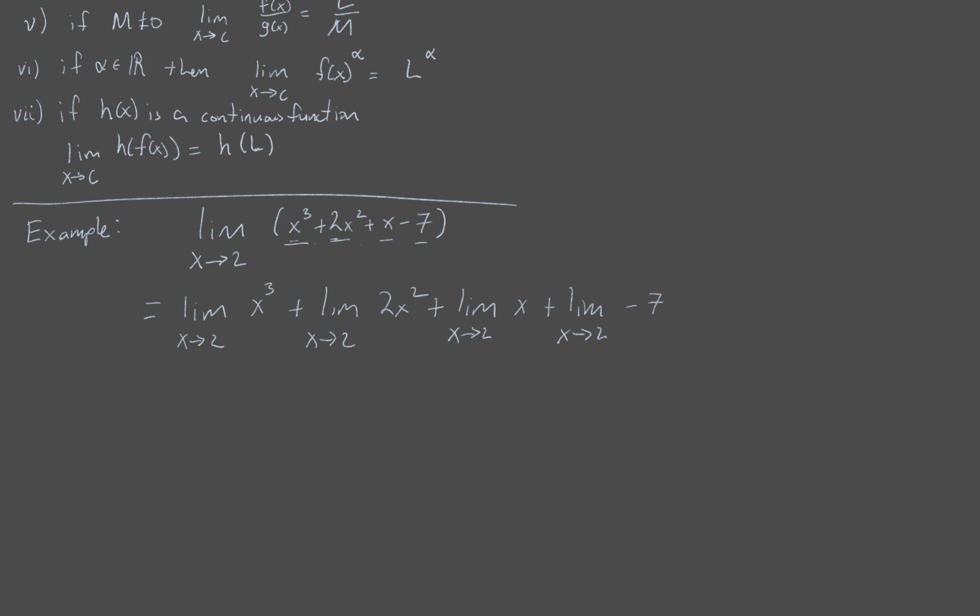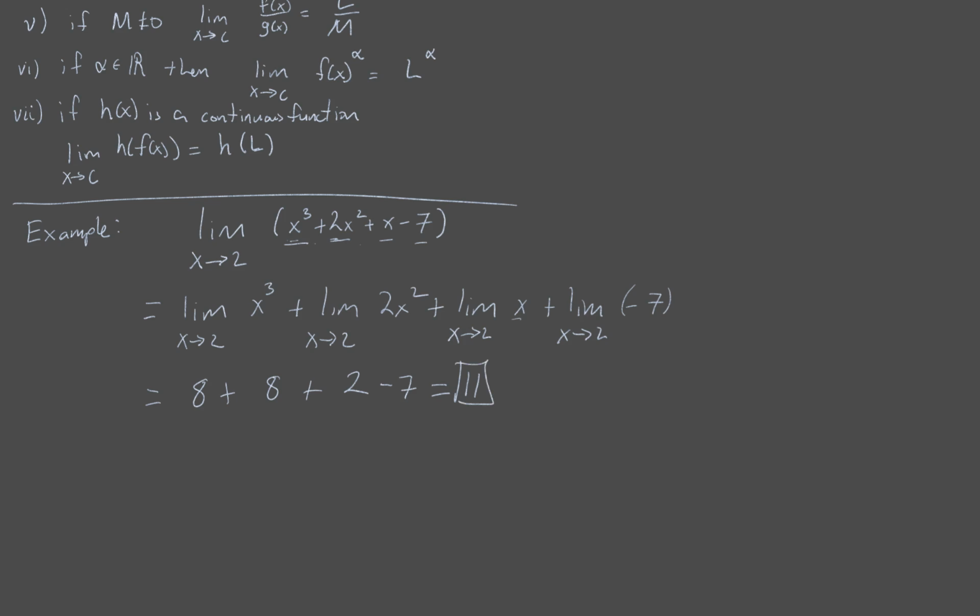So the power rule says since x gets close to 2, this should get close to 2 cubed. So this is going to be 8 plus, as x gets close to 2, this should get close to 2 times 2 squared, which is also 8. And then as x gets close to 2, x gets close to 2. And as x gets close to 2, negative 7 always stays negative 7, so that output always stays at negative 7. I end up with 11 here. So the limit of that would be 11.